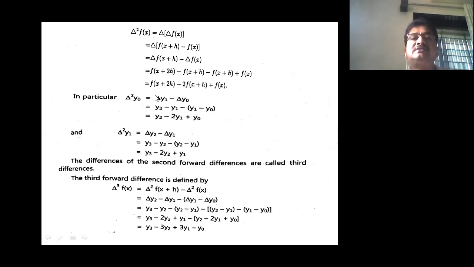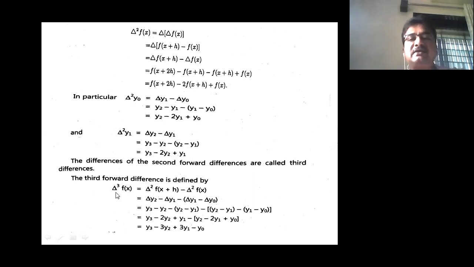In the same fashion we find delta square y0, delta square y1. So what is delta square y1? It is delta of delta y1. And what is delta y1? It is y2 minus y1. So apply delta on both. What do we have? Delta y2 is what? Y3 minus y2, the value at next point minus value at the same point, minus delta y1, which is y2 minus y1. Okay, the value at next point, and then we have this answer. So this is delta square y1. So these are the second differences. Similarly, we can find third differences, fourth differences.